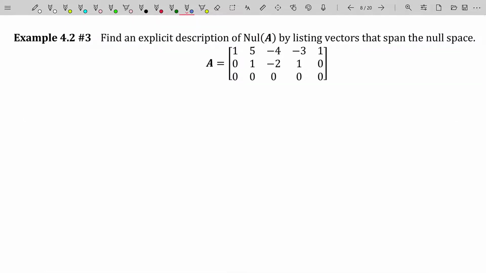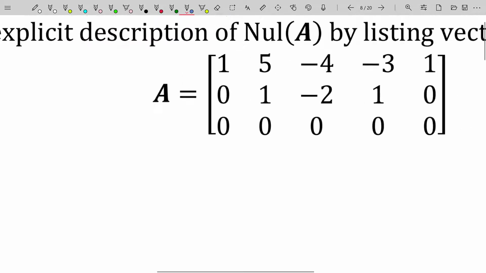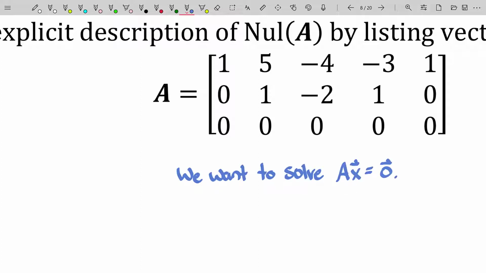To showcase how you would do this, let's go ahead and show an example here. Find an explicit description of the null space of A by listing vectors that span the null space. Well, remember, the null space of this matrix is the set of vectors from the domain of the transformation that map to the zero vector. That is, we want to solve Ax = 0. All the vectors x that get mapped to 0 form our null space.